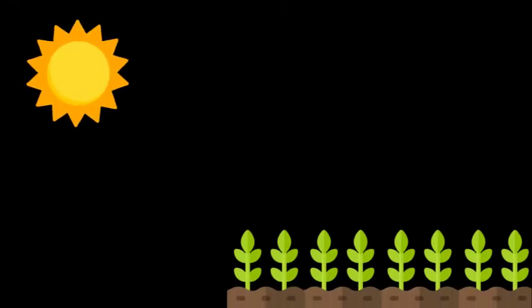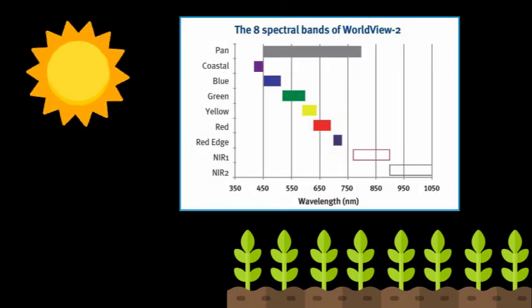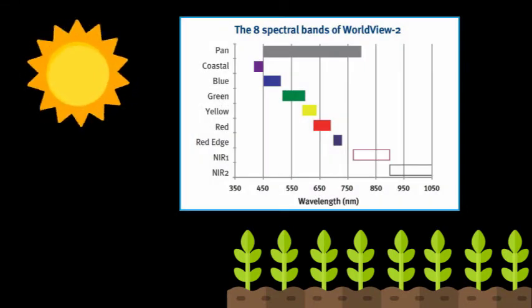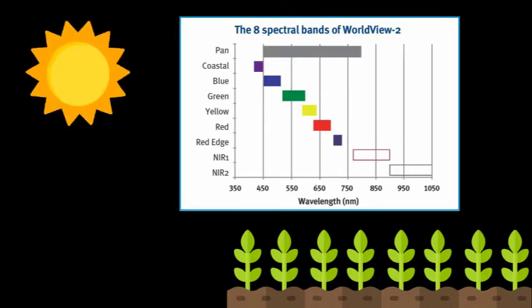The sun emits radiation with different wavelengths and frequencies. Vegetation absorbs solar radiation in different bands, that is in different frequency ranges and wavelengths, and emits a different percentage of it back into them.